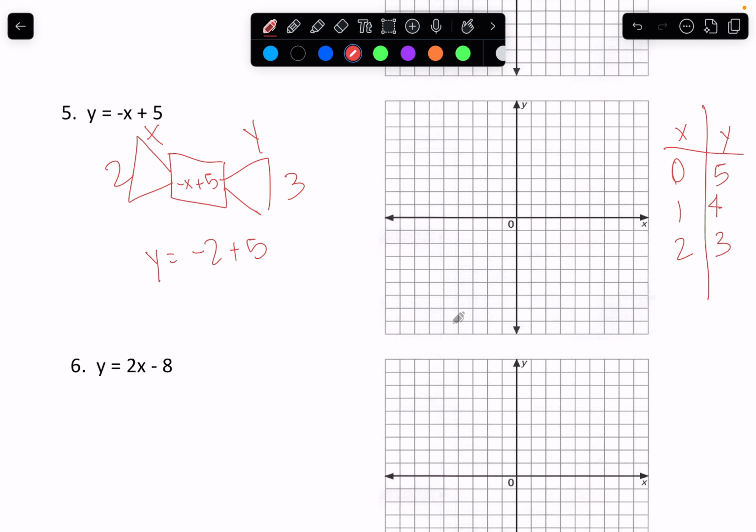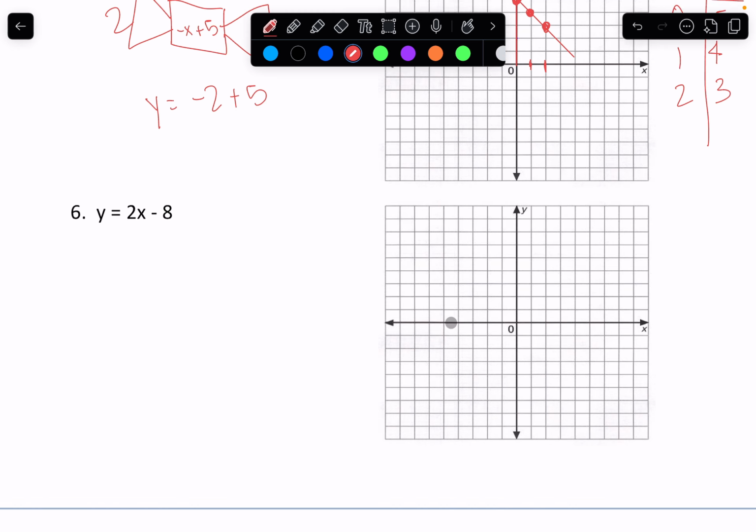When x is 0, y is 5. So here's where x is 0. Now let's go 1, 2, 3, 4, 5. When x is 1, y is going to be 4. And when x is 2, y is going to be 3. Let's leave that right here. We're going to come back to that. Okay? All right, let's do one more.